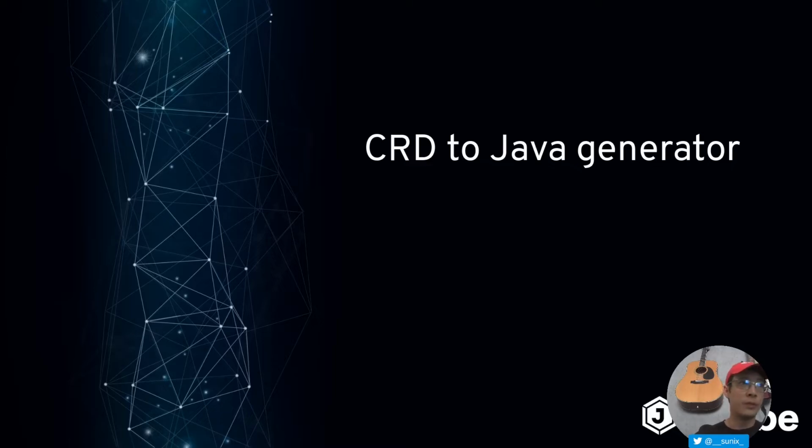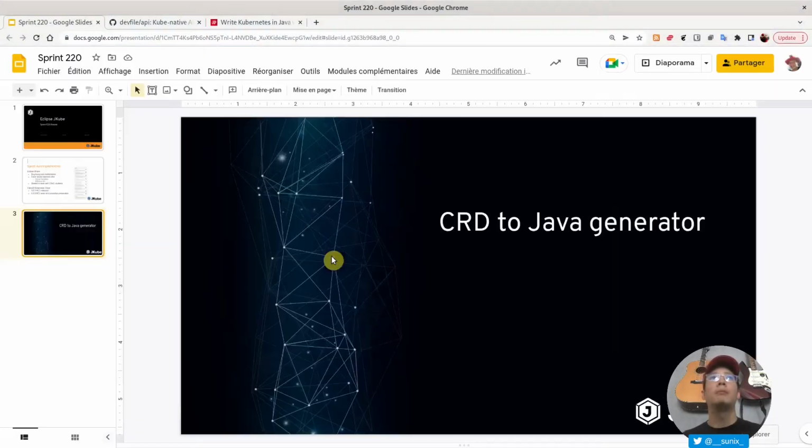There are several use cases for that: rewriting an operator in Java, or extending an existing operator that is written in Go, extending it with Java, or interacting with the custom resource in developer tools like the Eclipse IDE, IntelliJ, or VSCode extensions. Let me switch to my demo.